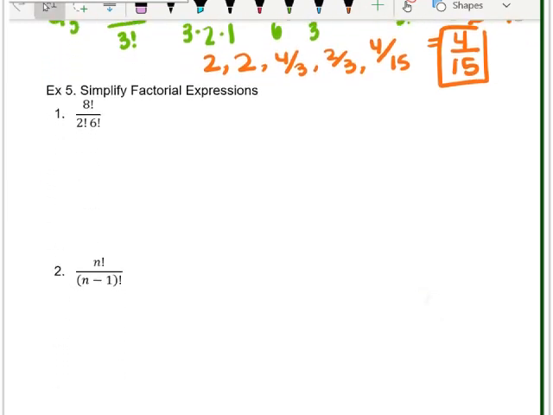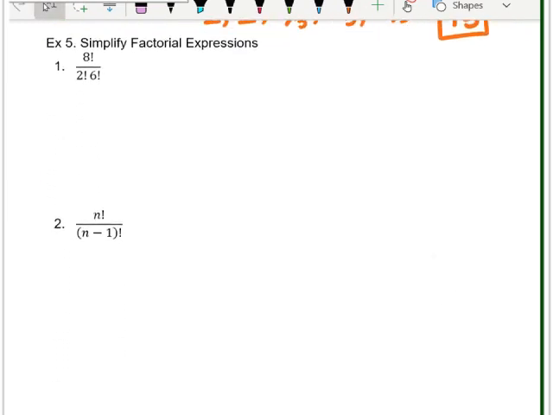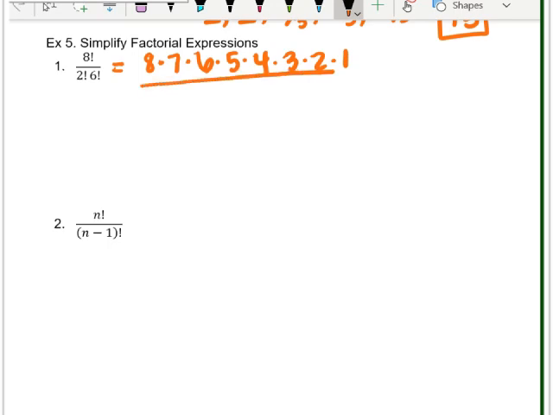All right, next thing we're going to do is simplify the factorial expressions. Now if we were actually in class, this would be more like a no calculator section, but these are more for fun per se. So 8 times 7, 6, 5, 4, 3, 2, and 1, that's 8 factorial. And then you have 2 factorial, which is 2 times 1, and then 6 factorial, which is 6 times 5 times 4 times 3 times 2 times 1.